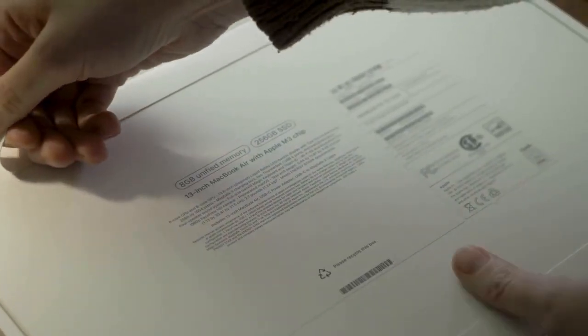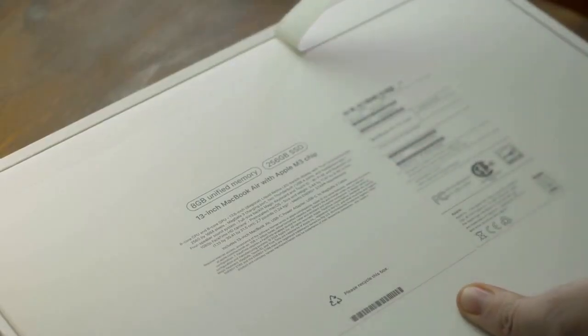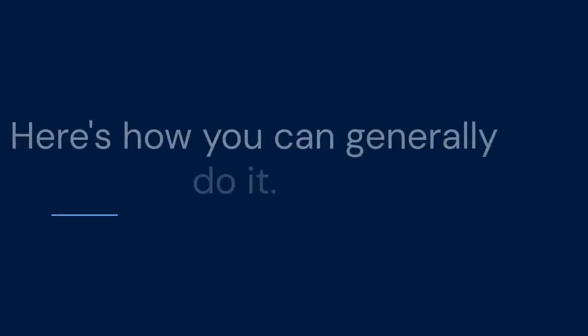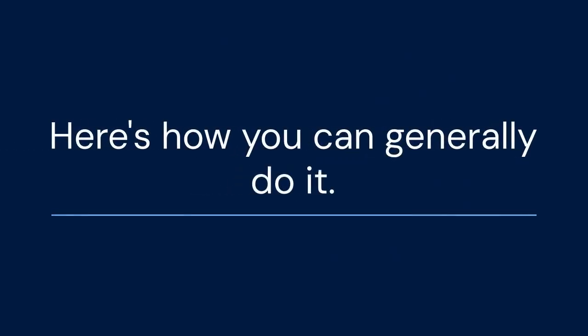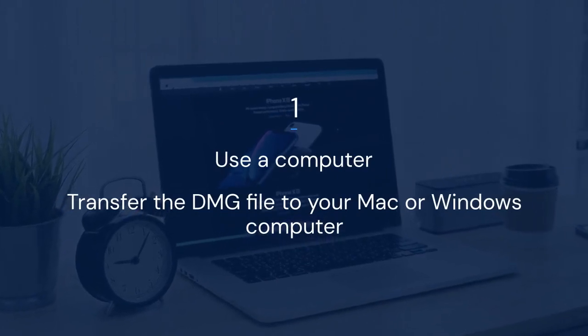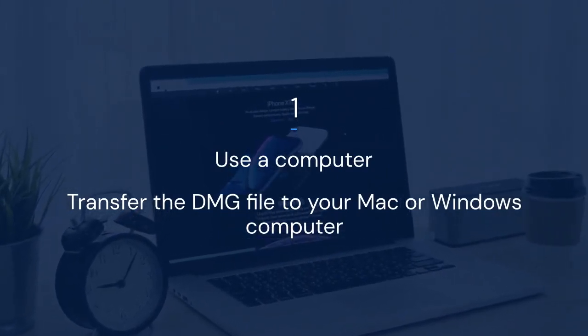So, what are your options? Well, direct opening isn't really possible. However, there are indirect ways to access the contents of a DMG file, but they involve a computer. Here's how you can generally do it. 1. Use a computer. This is the most reliable method. Transfer the DMG file to your Mac or Windows computer.